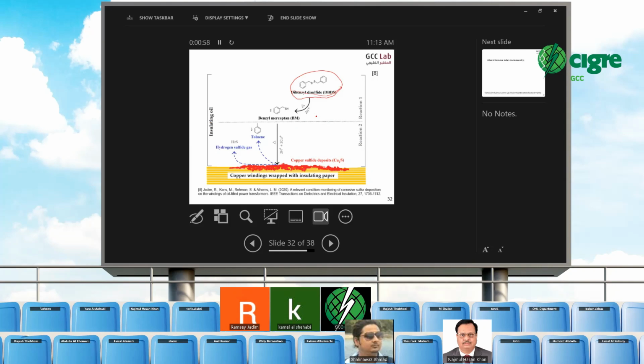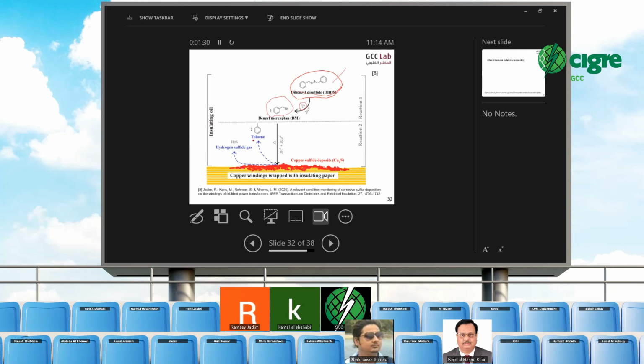This DBDS is there from the beginning, from the oil manufacturing, from the crude oil, the sulfur is inside. But the problem with DBDS is high temperature, overheating. It can be converted to another sulfur compound called benzyl mercaptan. This mercaptan is very active. It's not stable. DBDS is stable, but this is not.